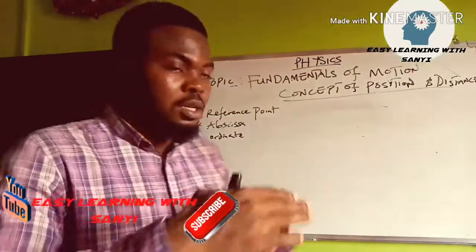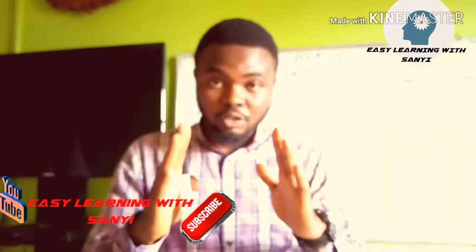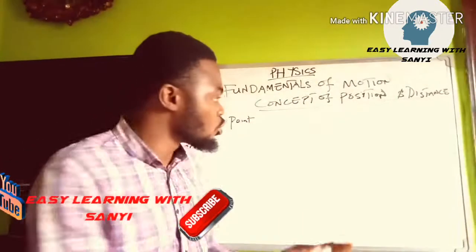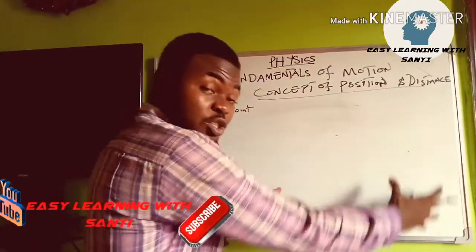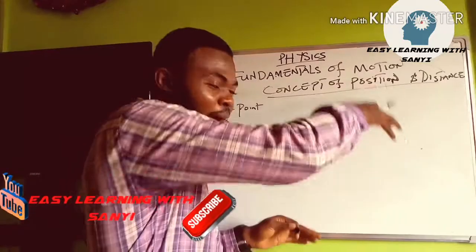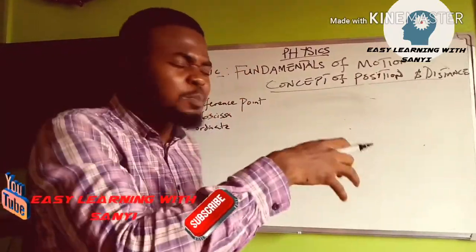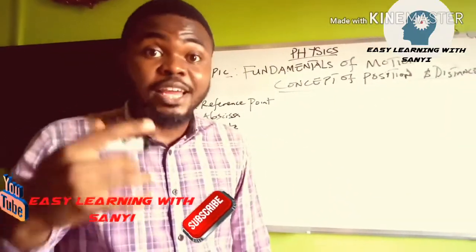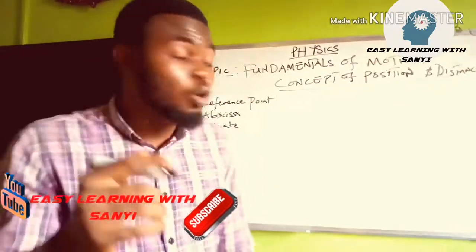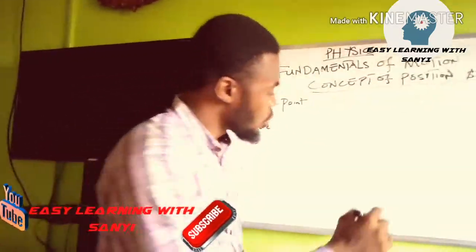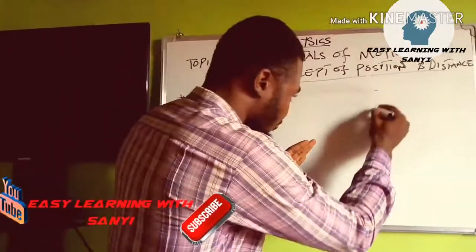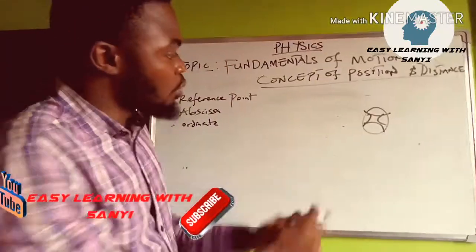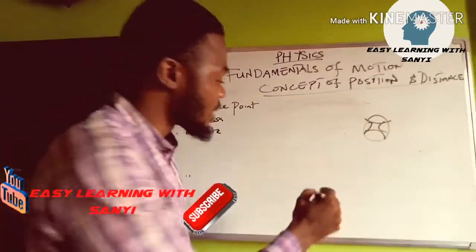Now to discover the position of an object on a plane, like this ball that you draw on this board, which is a plane surface, you want to determine the position of that ball on that plane surface. There must be a reference point where you are determining the position from. The reference point is normally the origin.